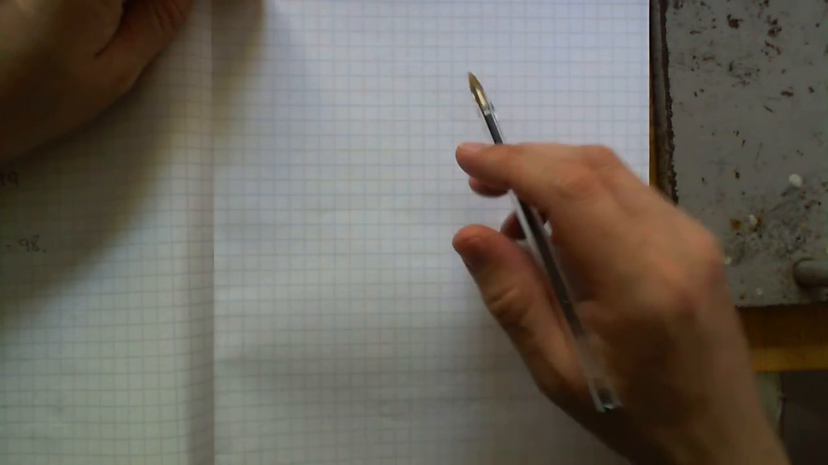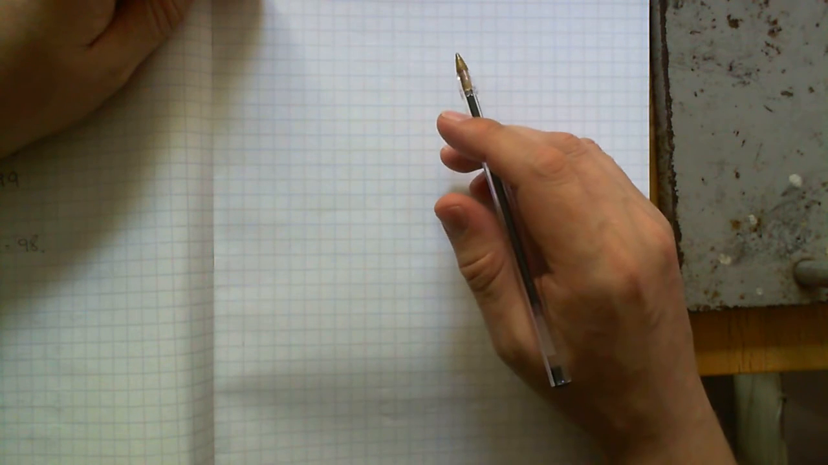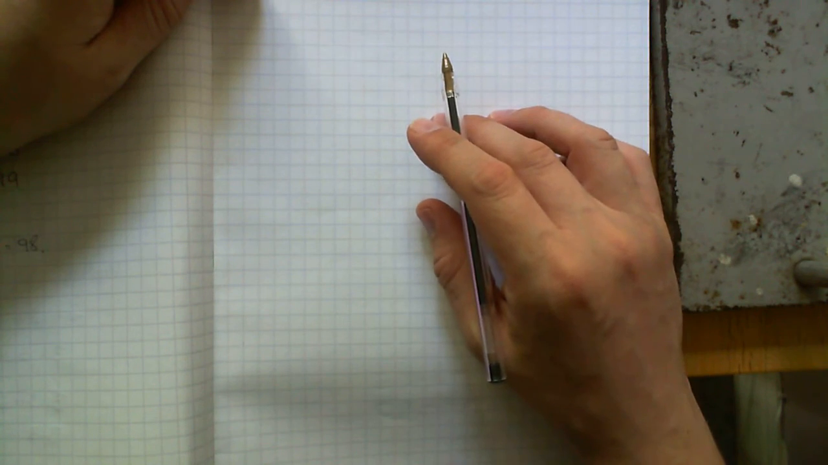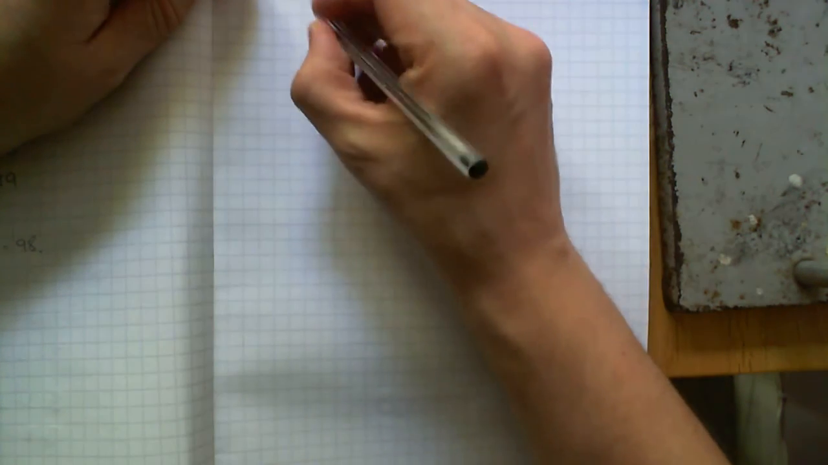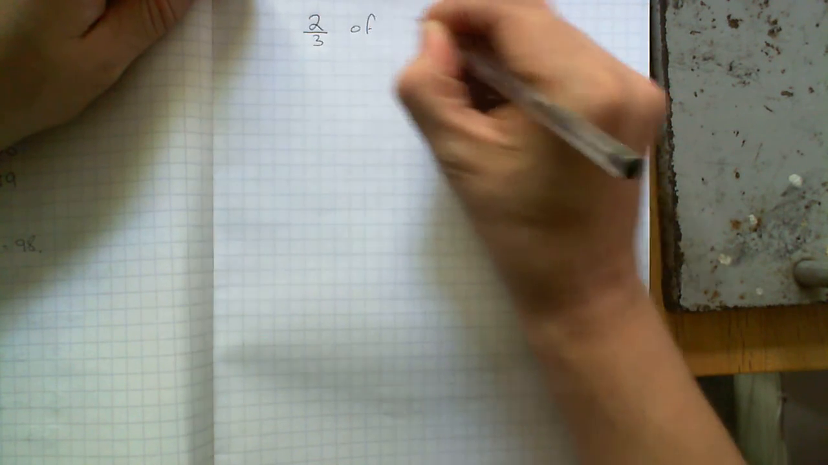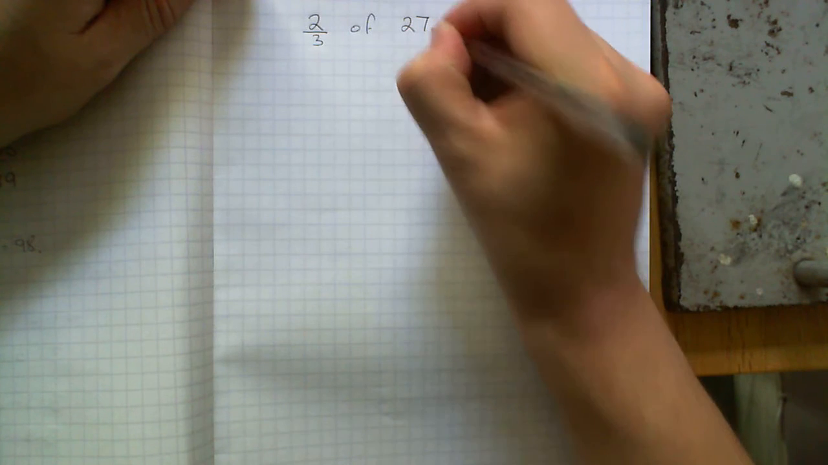Okay guys, so I've been asked for a little bit of help on how to do the fractions work in exercise 5.1s. So I'm going to start with the first couple of questions to show you a technique for doing it. So if we have a question such as 2/3 of, let's say, 27.